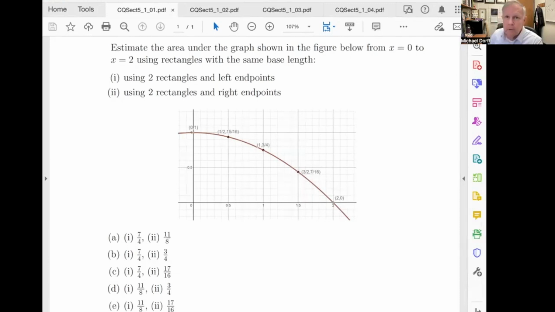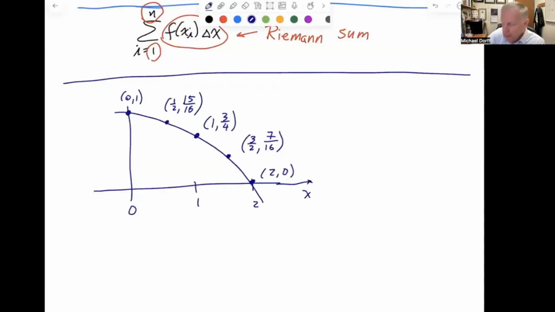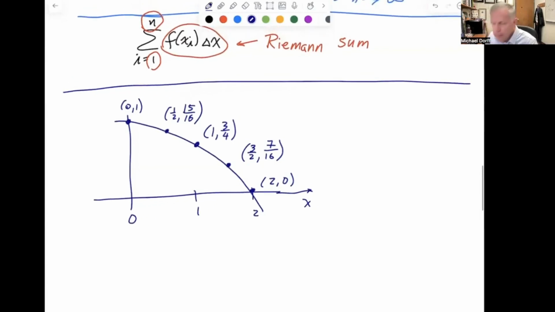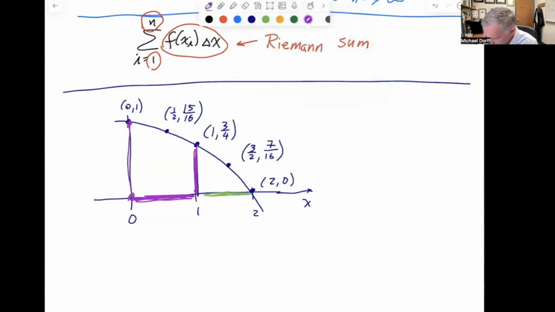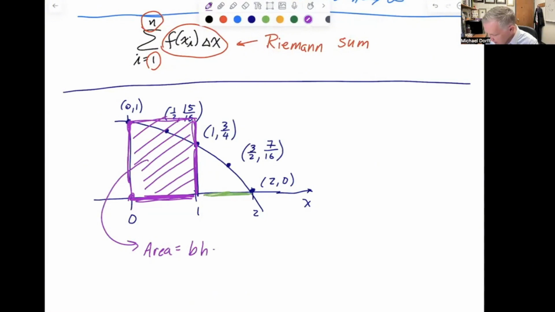All right, so here you can see a reproduction of the graph we had there. We were supposed to use 2 rectangles here, and we're going to use the left endpoints. How do I figure out the height of these rectangles? Well, it said to use the left endpoint. So for the left rectangle, I'm going to use this point. That means I go all the way up to the curve here, and there is my first rectangle. What's the area of that? Well, it's base times height. The base is 1, and the height is 1.